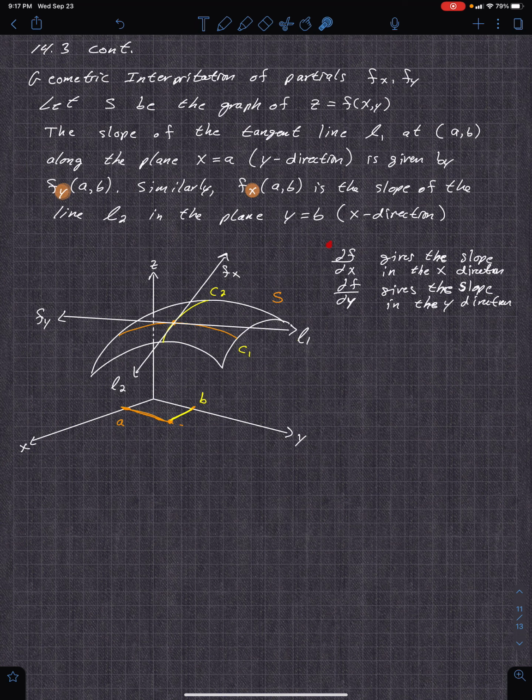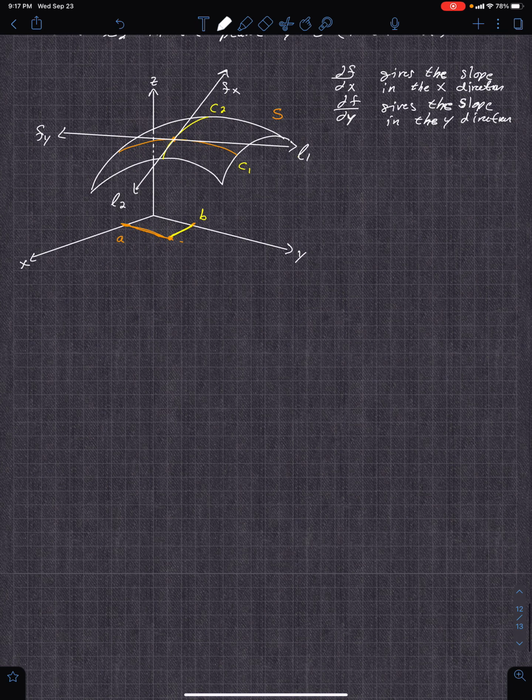Okay, so write this down: partial f with respect to x gives the slope in the x direction, which is how you remember it. Don't worry about the whole plane thing. It kind of throws you off at first. Partial f with respect to y gives the slope in the y direction. So that's what you remember. All right, so let's look at an example. So basically try this one. It's pretty easy, relatively speaking, of course.